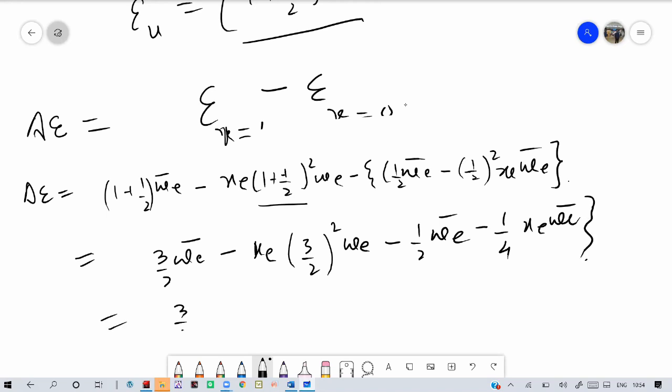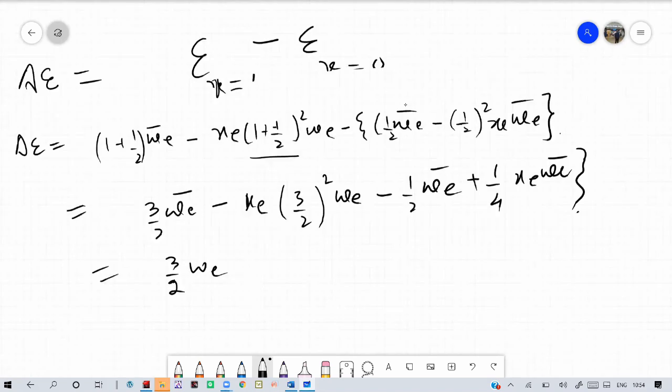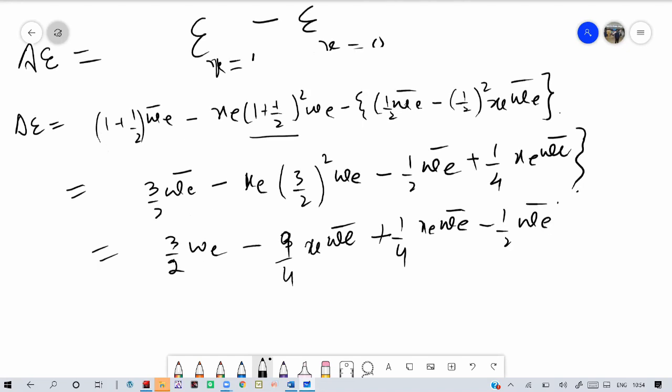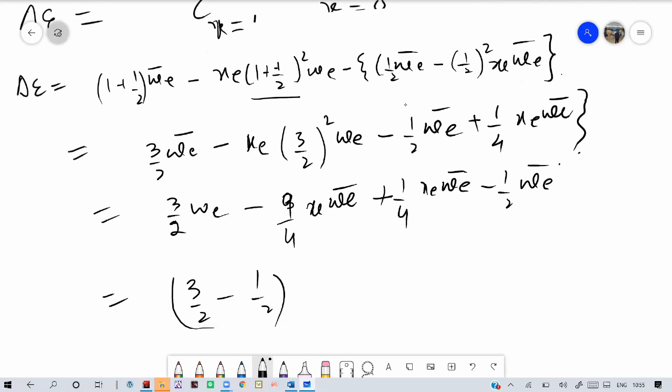So this last one will be plus. Yeah, this is plus because there is a minus. So this is 3/2 omega e minus 9 by 4 xe omega e plus 1 by 4 xe omega e. Then this is 3/2 omega e, there is minus 1 by 2 omega e. Now it is 3/2 minus 1 by 2, it is omega e minus 9 by 4 minus 1 by 4 xe omega e.